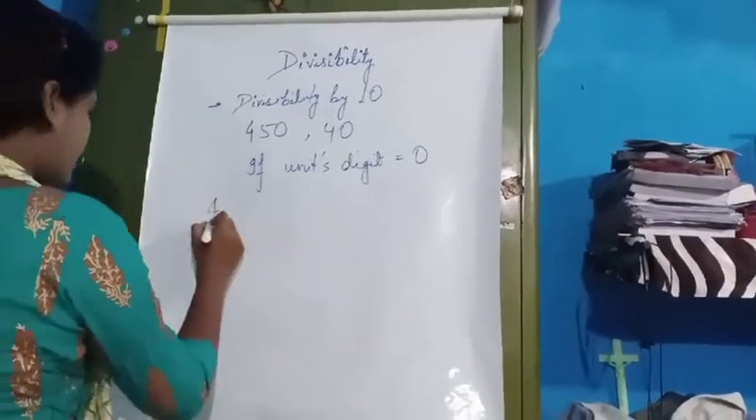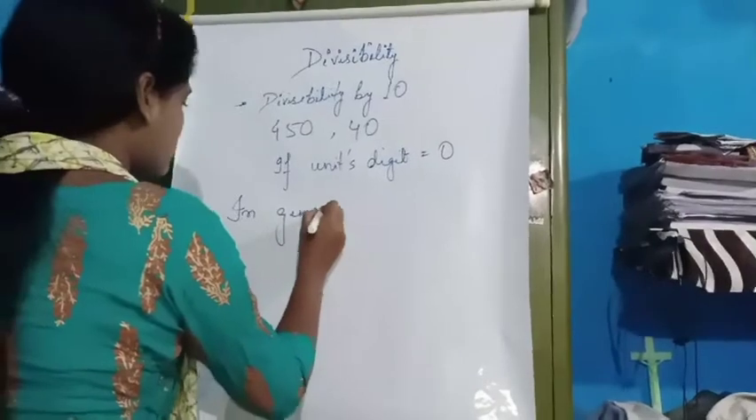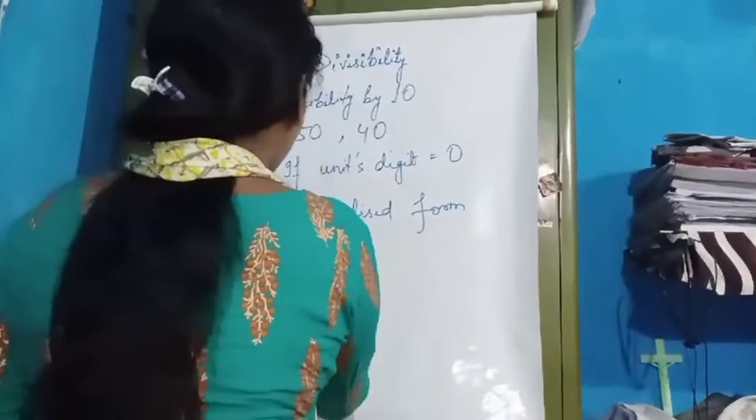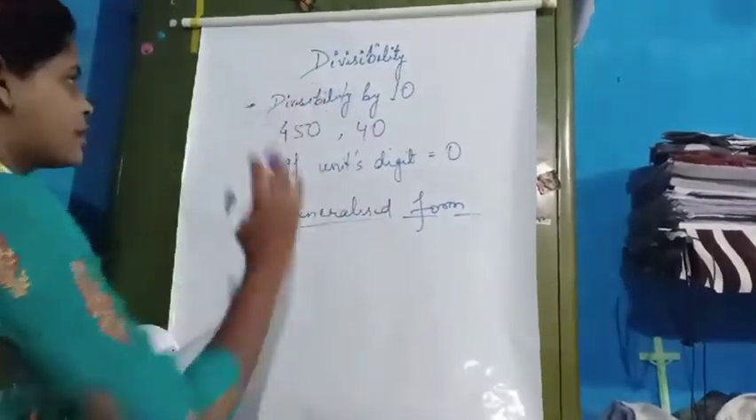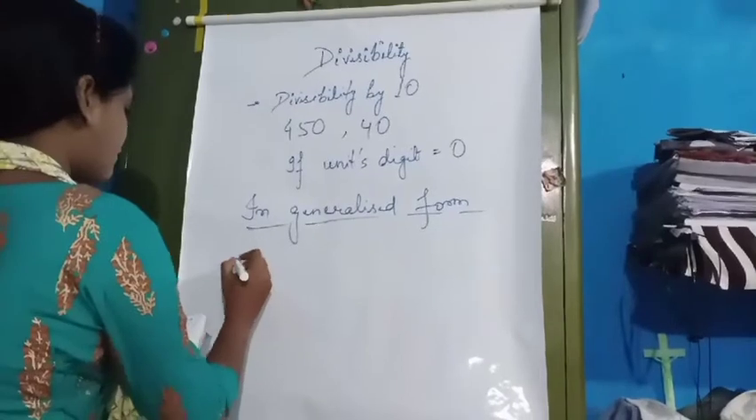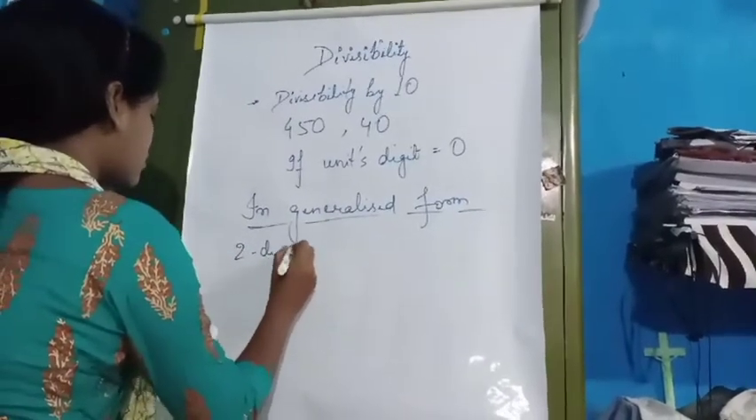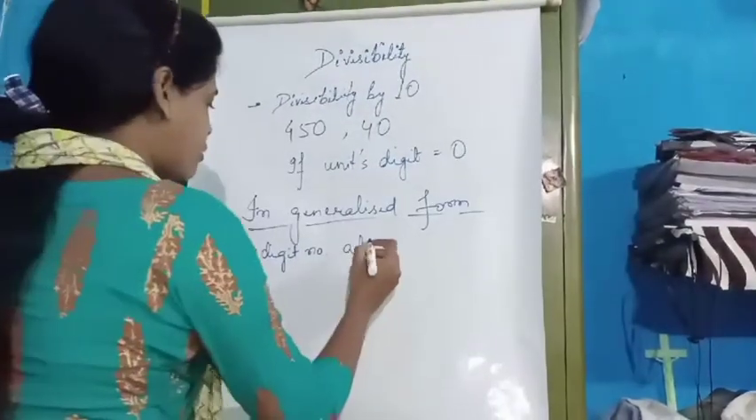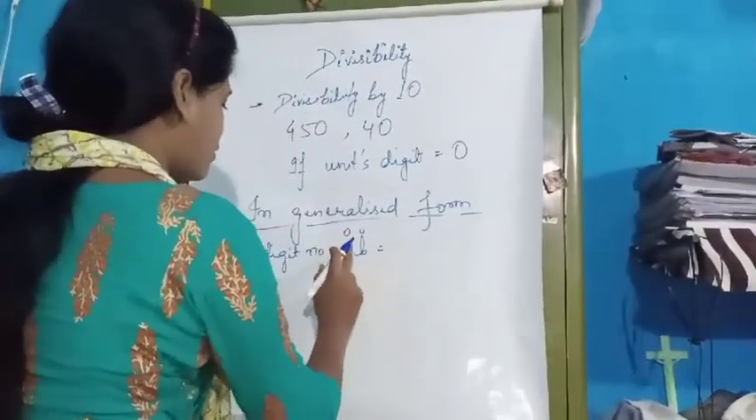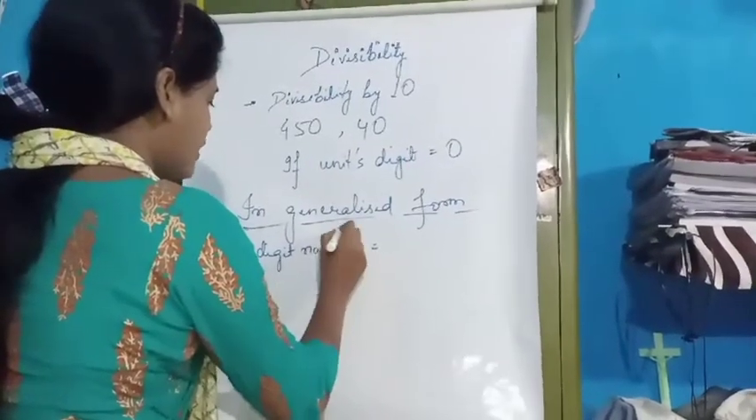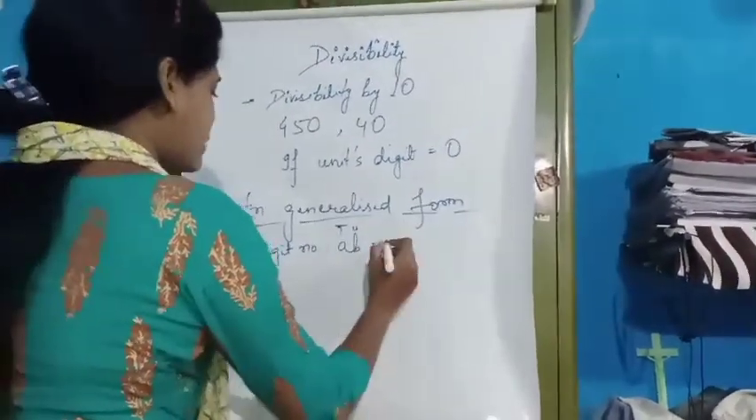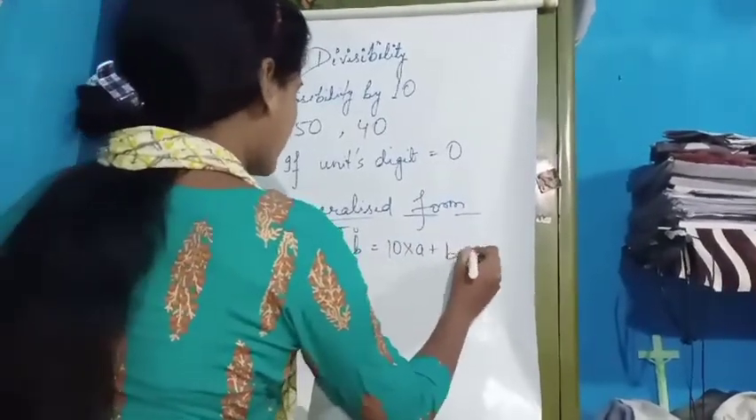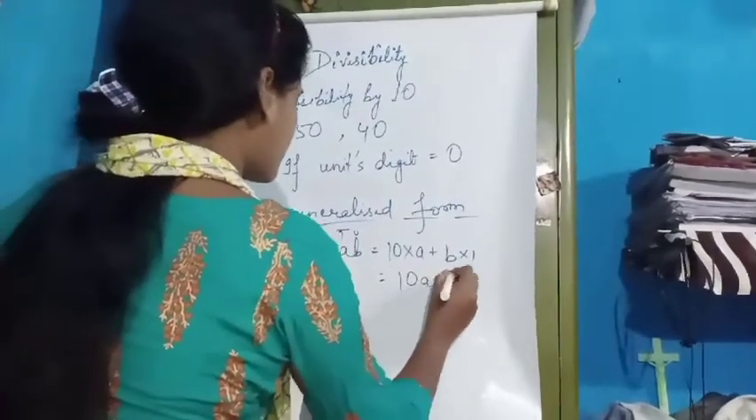Now in generalized form, you see how a number is going to be divisible by 10. Suppose I have a 2-digit number AB. You can write AB with a units digit and a tens digit. So the tens digit will be multiplied by 10, that is 10 into A, and the units digit B into 1. That is 10A plus B.